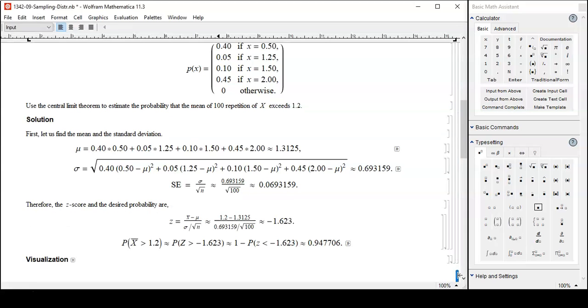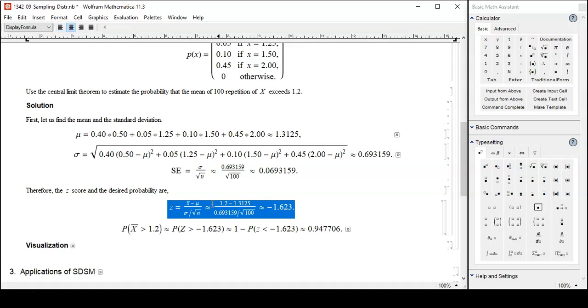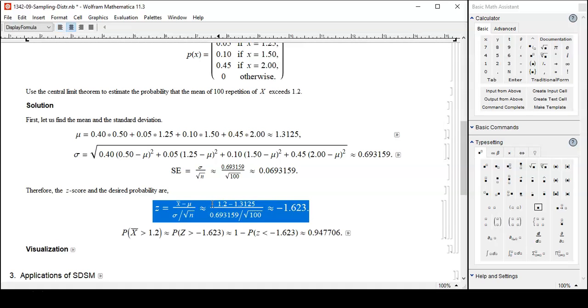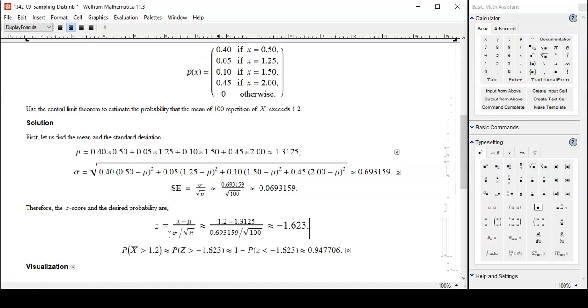Okay, this is a z-score computation now. Can everybody read this? Maybe I should increase the font a little bit further. End minus center over SE. Well, 1.2 minus 1.3125, end minus center, over standard deviation over square root of 100. That's a standard error. And if you do it right, you're going to get negative 1.62, approximately speaking.